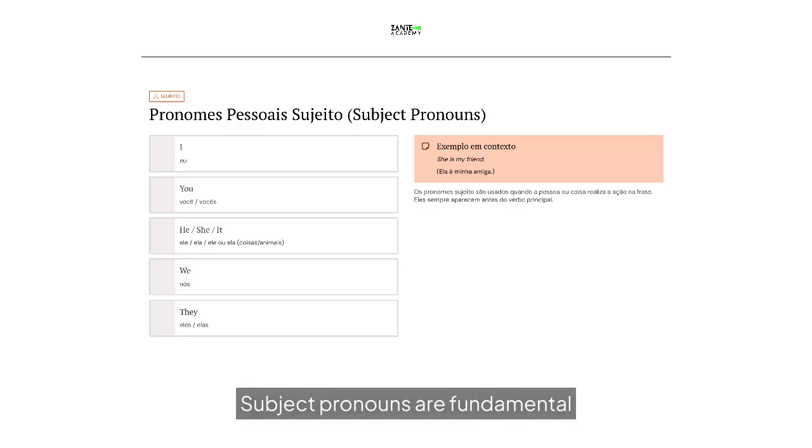Subject pronouns are fundamental to forming sentences correctly. When we structure our thoughts, using these pronouns helps us convey who is doing what with clarity. For instance, saying, "I love pizza," is direct and clear, while saying, "the person who loves pizza is me," is more cumbersome and less effective.